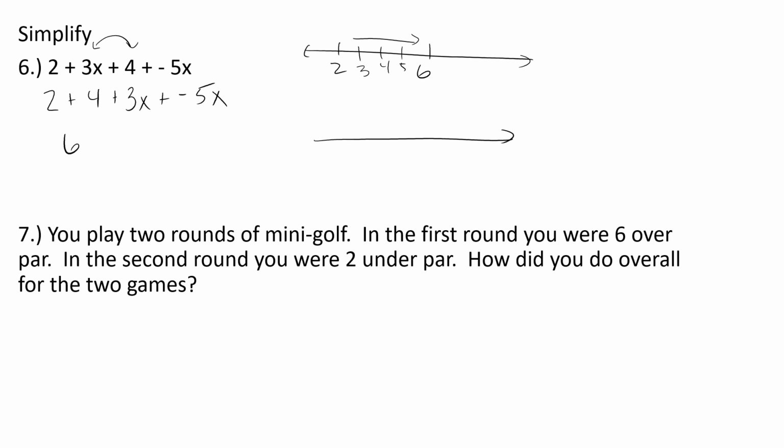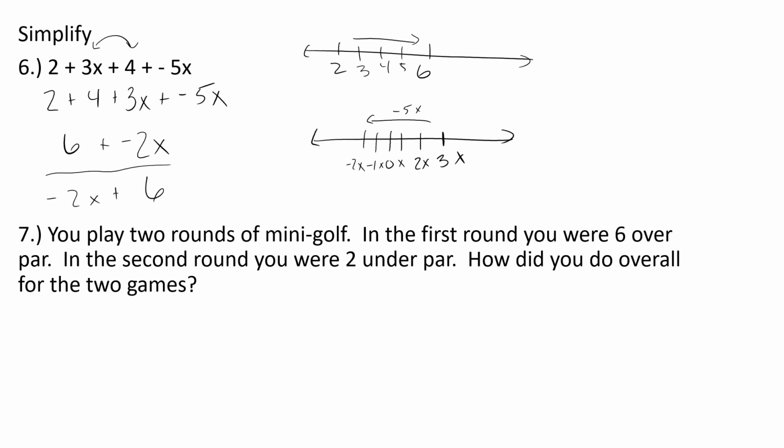And then we can do the same thing with the x's. I have 3x, and I'm going to move to the left 5x. So 1, 2, 3, 4, 5. And we look at where that puts us. And it puts us at -2x. Now, if your answer looked like this, -2x plus 6, that is also completely fine because of that commutative property. So you can switch the order around anytime you want, whatever is going to work best for you.